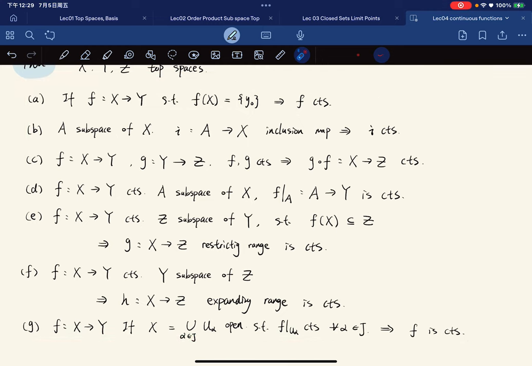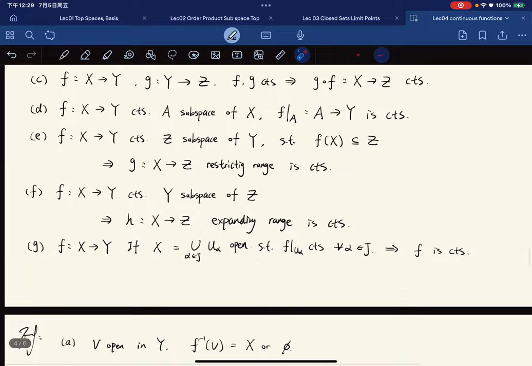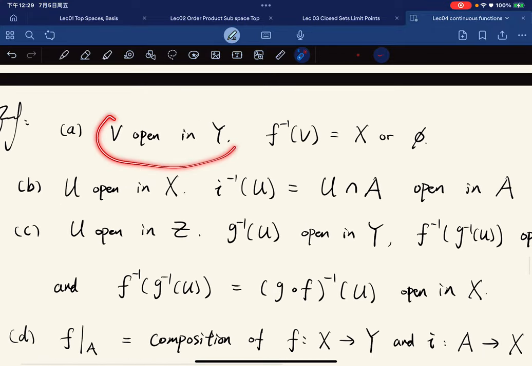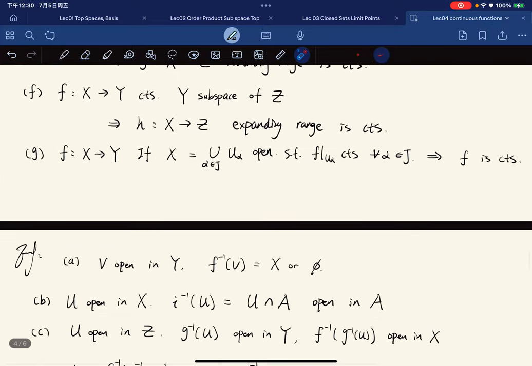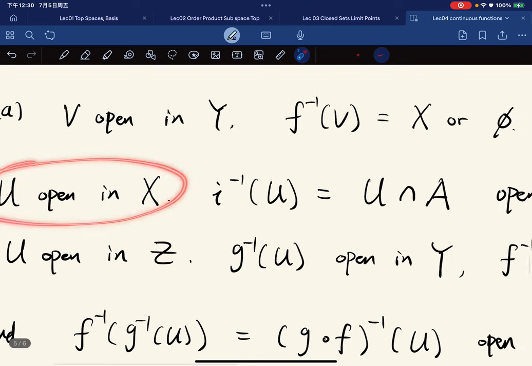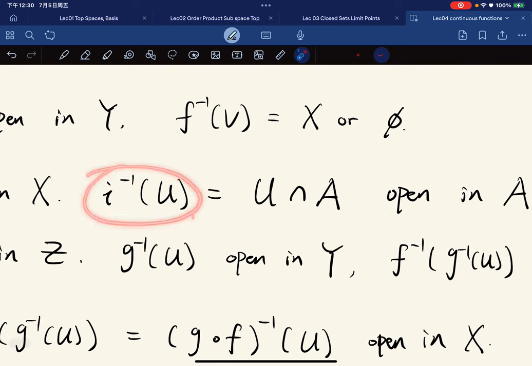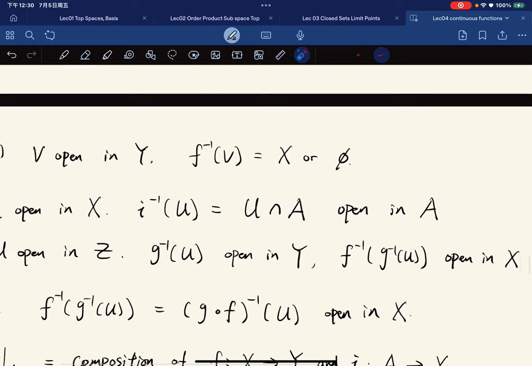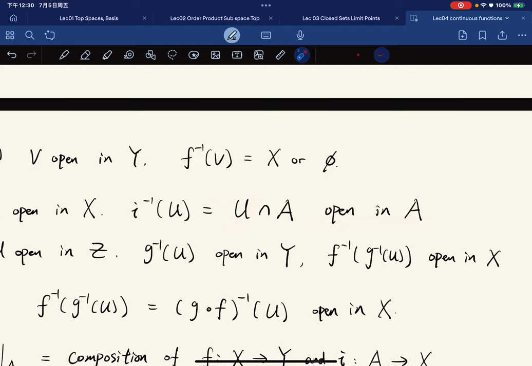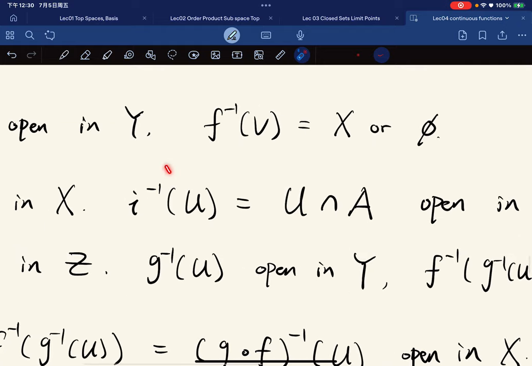That's pretty important. So a constant function is continuous. Why? Because for V open in Y, the inverse image is either the entire space or the empty set, so it is open. And for part B, the inclusion map is continuous. Why? Because for U open in X, i inverse of U is U intersect A, which is open in A because U is open in X. This equality holds.